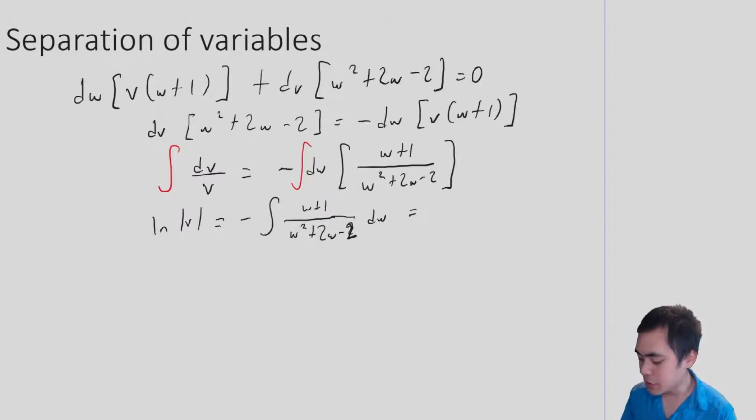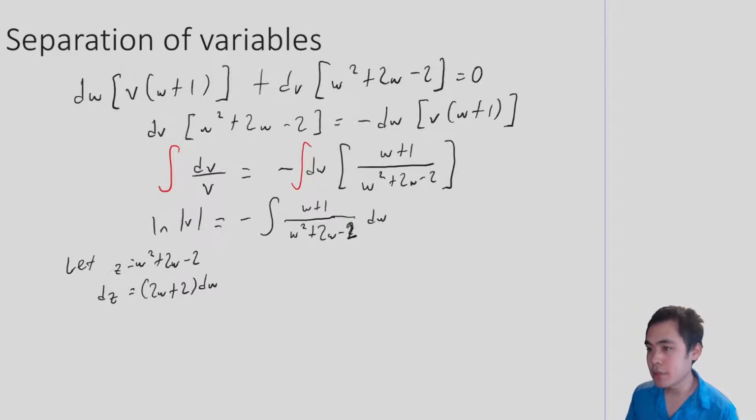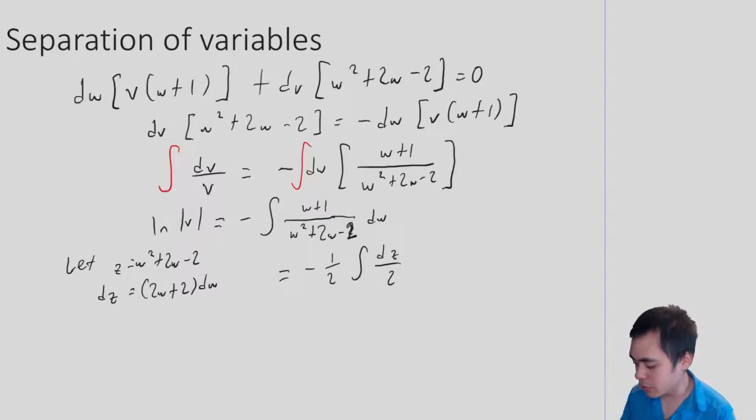So we need to do a u substitution here. Well, I'm going to use a different variable name, so let's let z be equal to w squared plus 2w minus 2, and so then dz is equal to (2w plus 2) dw, and so then this entire thing is equal to minus 1/2 times the integral of dz over z. Sorry, not over 2, over z.